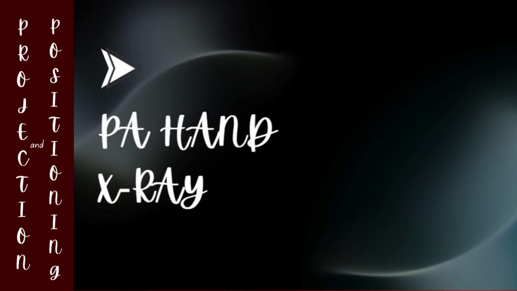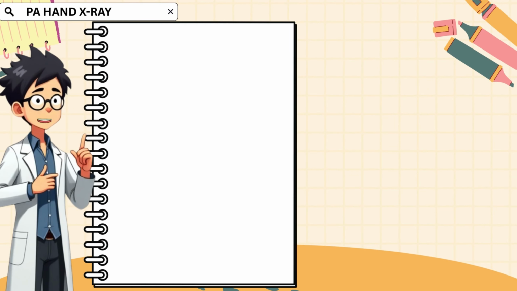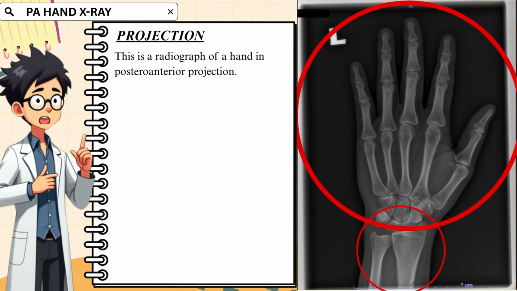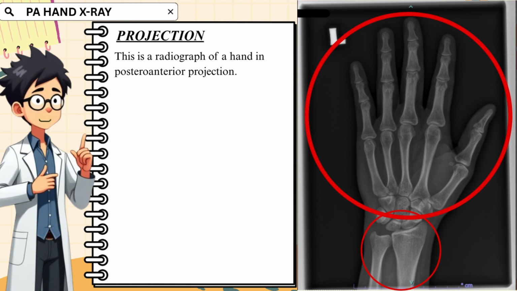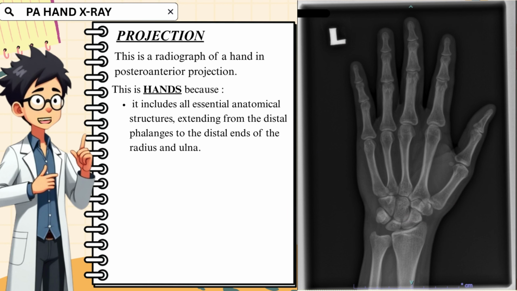The first component, P, stands for projection and positioning. This is a radiographic image of the hand in a postero-anterior projection. We can identify this as a hand radiograph because it includes all the essential anatomical structures, from the distal phalanges to the distal ends of the radius and ulna.